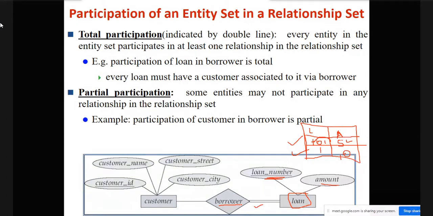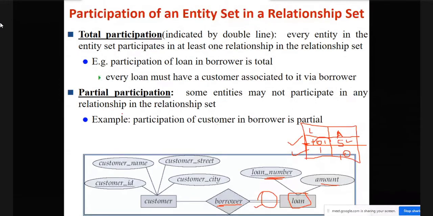Are you clear? So each and every entity from this loan relation is participating in this borrower relation. That is known as total participation, which is represented with this double line here. Now coming back to customer. Partial participation means a few of the entities from that entity set are participating in that relationship set.